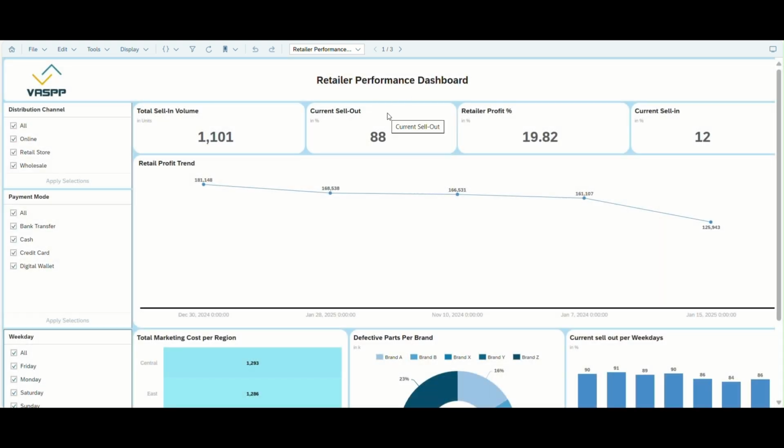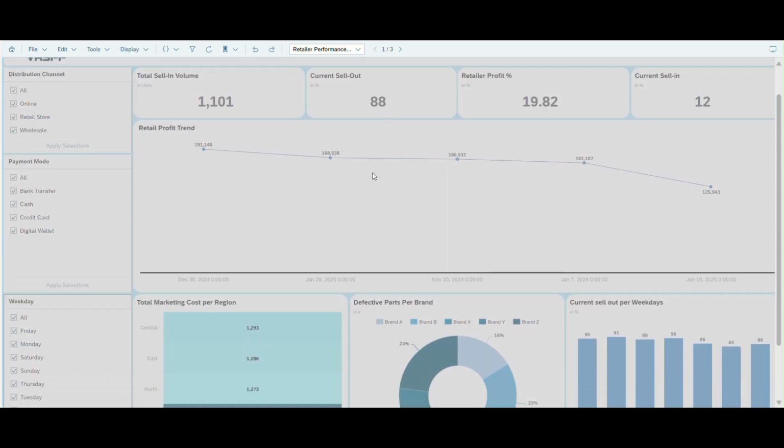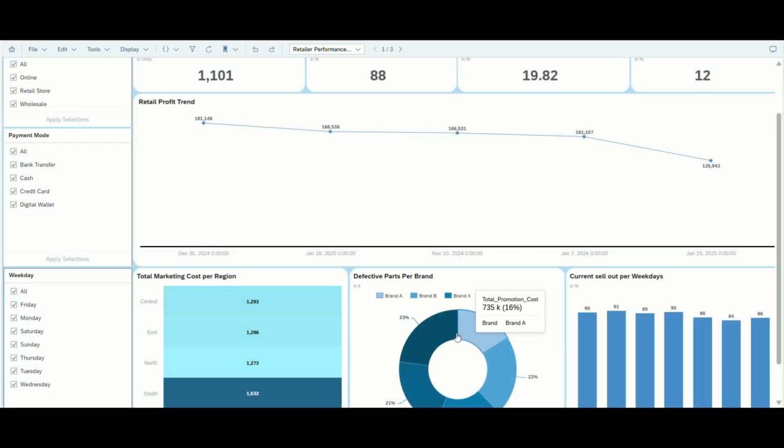Now, let's dive into the visuals that tell the next layer of your story. On the top left, we have the retail profit trend over time. This line chart tracks total profit made by your retail partners. Notice the dip from 181K to 126K. This is a red flag for finance and commercial teams. What's driving the drop? Is it fewer units sold, shrinking margins, or heavier discounts? This chart triggers deeper investigation and faster course correction.